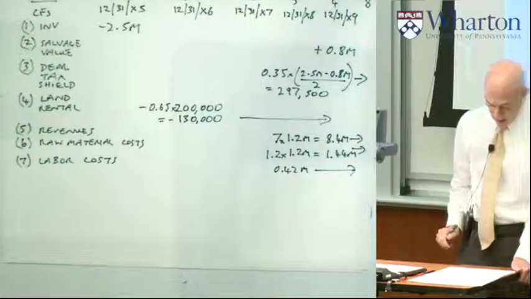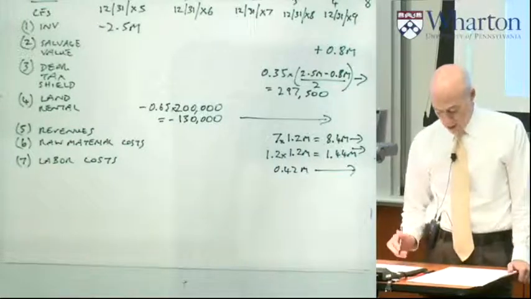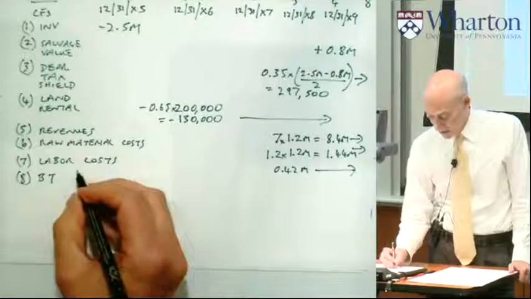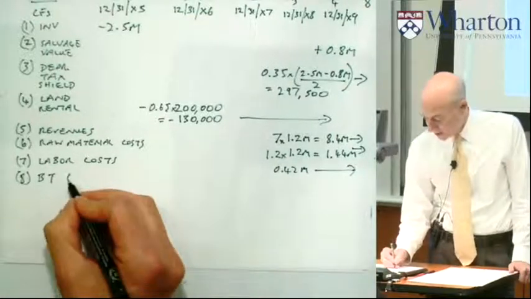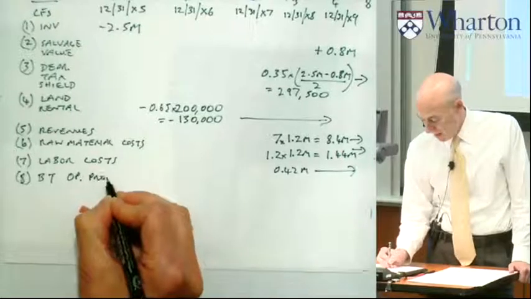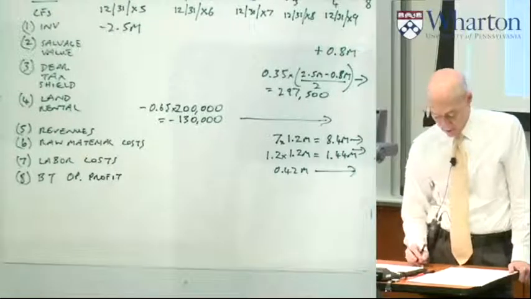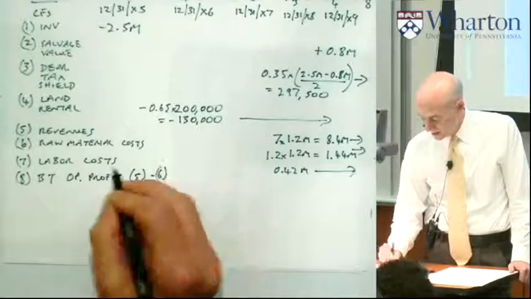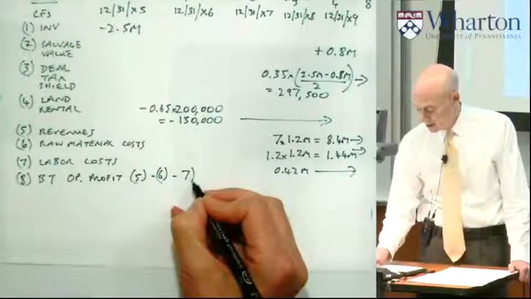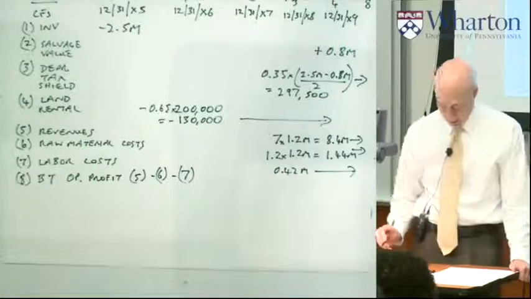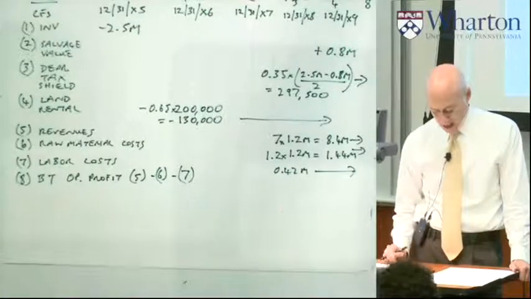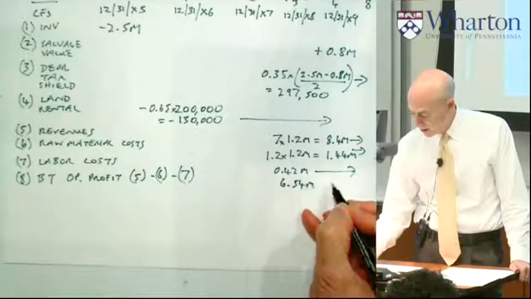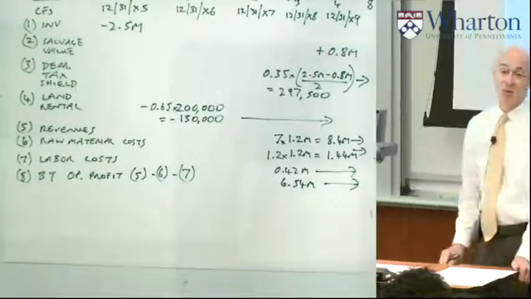And then we want to calculate the before tax operating profit. That's going to come from 5 minus 6, the raw material, minus 7, which is the labor. If you work that out, it's 6.54 million. We get that for both years.